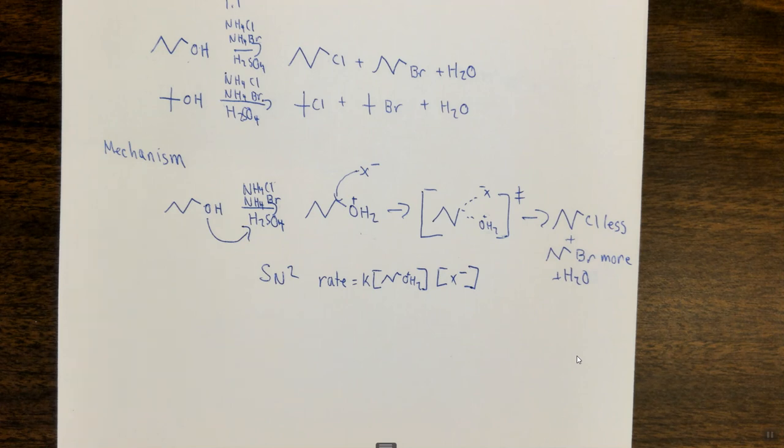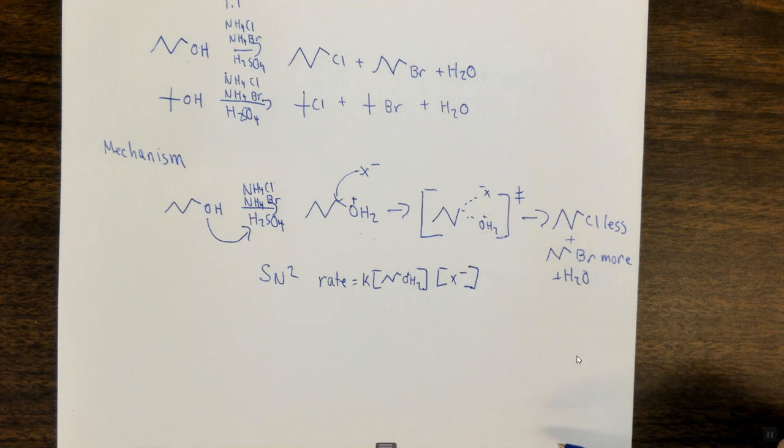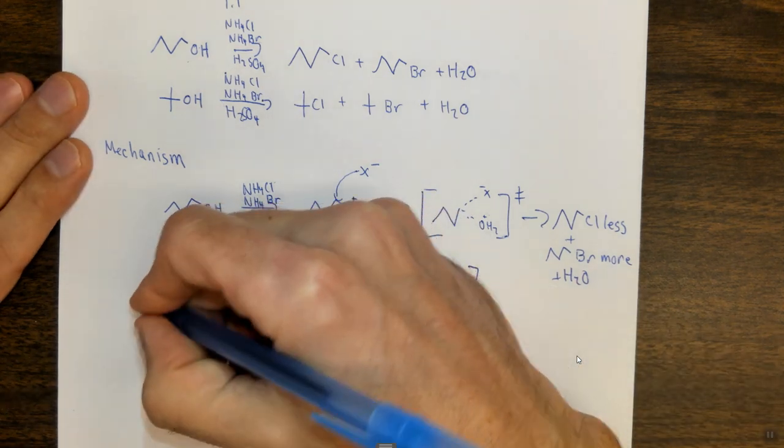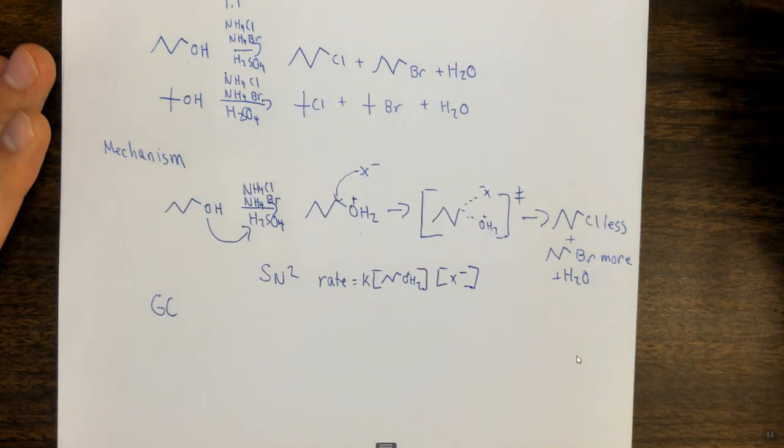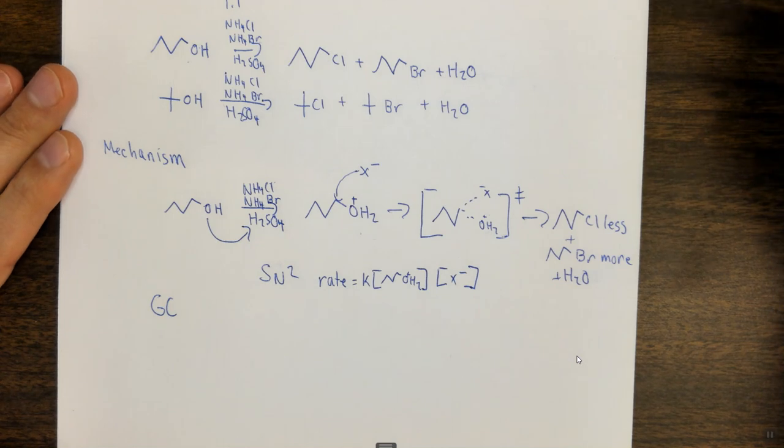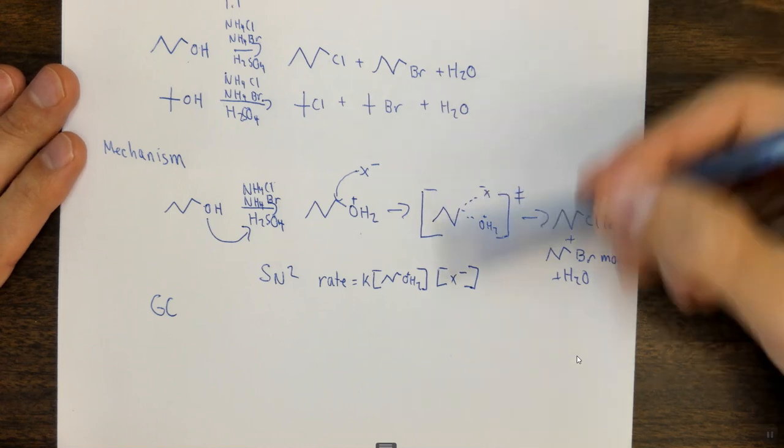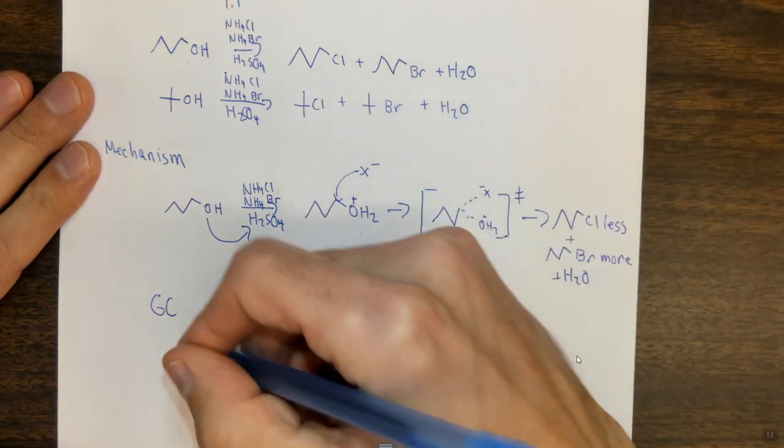Well, how are we actually going to monitor that? Well, the way we're going to monitor that, and this obviously has nothing to do with the mechanism, is by GC. And I'm not going to talk extensively about GC here, but GC is a separation method that separates molecules based on their boiling point. So when you do this, you're actually going to use pentane as the solvent.